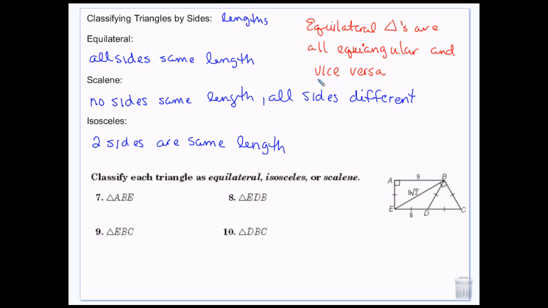So most of the time when we're talking about triangles, you'll hear equilateral more than you'll ever hear equiangular because equilateral is easier to say. I mean, if you think about it, it's just easier. It's not so many vowels all running together. So they're the same.